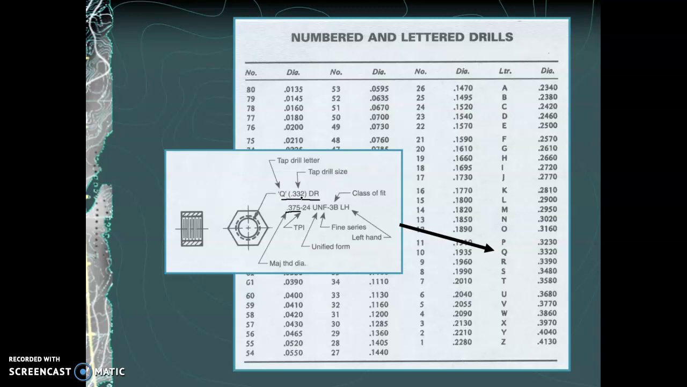sized drill bit, and it even tells you in parentheses what that corresponding size is in decimal form. So we need a Q-sized drill bit in order to make our 3/8 of an inch, 24 threads per inch, Unified National Fine 3B. So this one's a class 3 fit, and it's left-handed. That's a whole lot of information there, but we need to be able to interpret all that to figure out what all of that means.